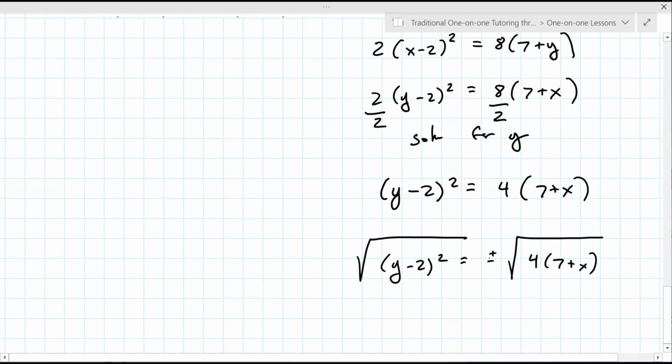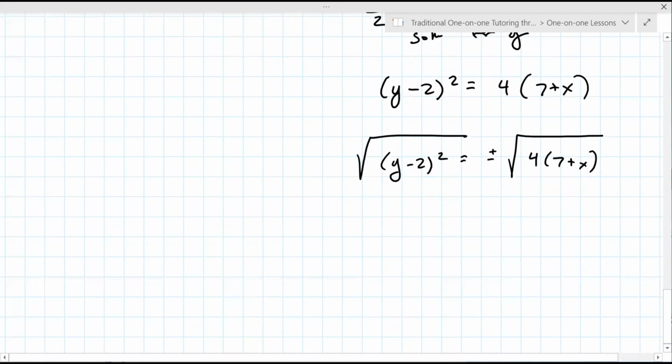You only square root the non-squared side. You only plus or minus the non-squared side. And again, let's not worry about y, let's just follow the procedure here. Typically it's on the right. So this becomes y minus 2 equals plus or minus square root 4 times 7 plus x.